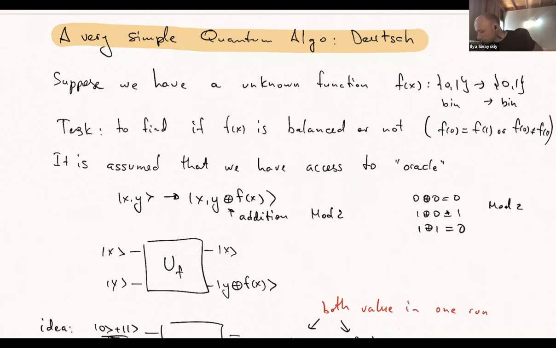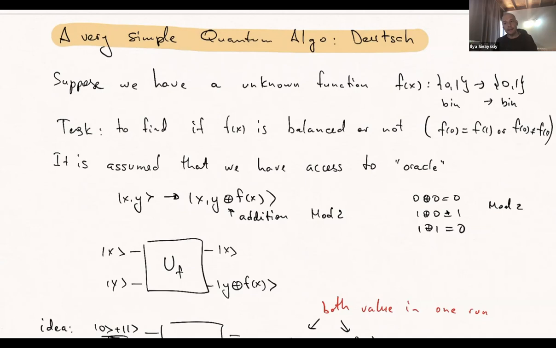But very simply, we have an unknown binary function f of x. Binary function means that it takes x, which is binary, one binary number, so it takes 0 and 1 and spits out 0 and 1. The question is: you need to find out whether the function is balanced or unbalanced. Balanced means that f of 0 is equal to f of 1. Unbalanced means that f of 0 is not equal to f of 1. So f of 0 and f of 1 could both be 0, or they both could be 1, and in this case the function is balanced. And if they're 1, 0 or 0, 1, the function is unbalanced.